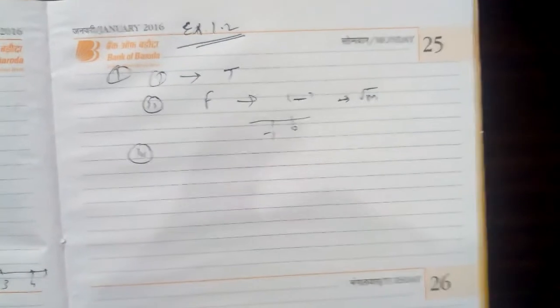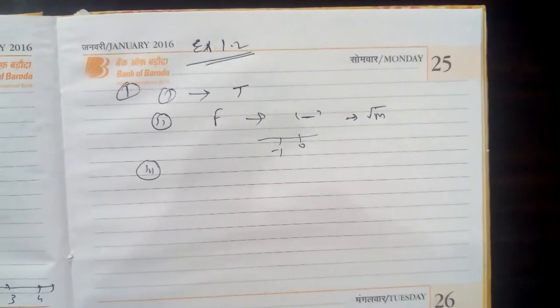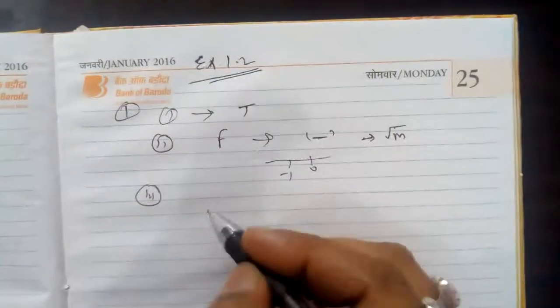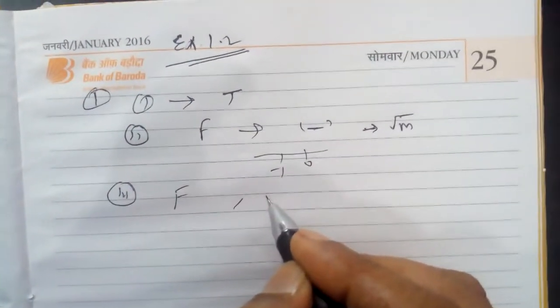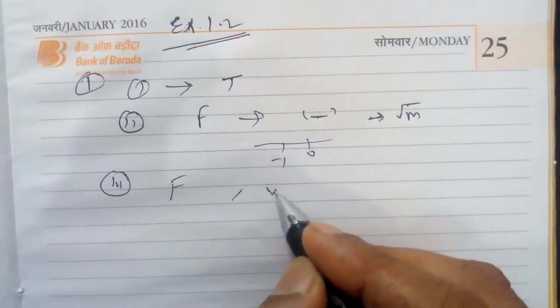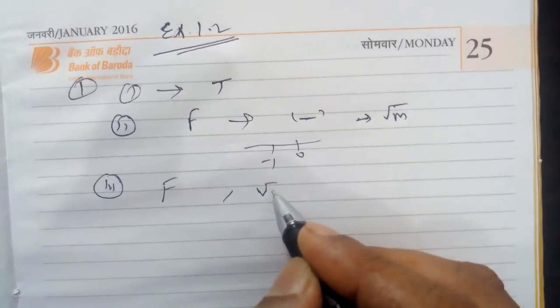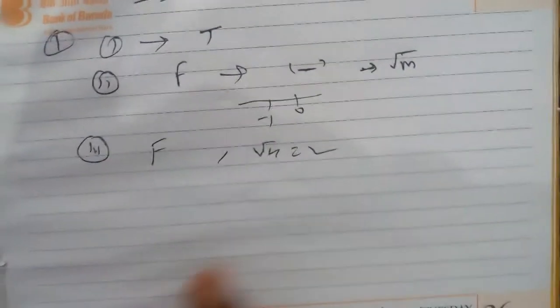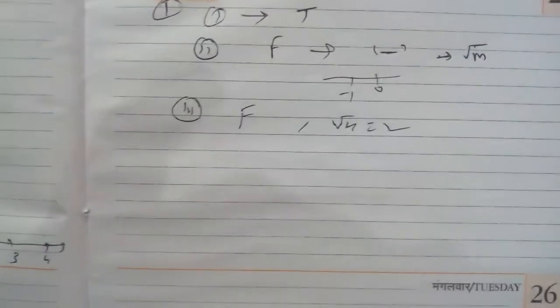The third part is given: every real number is an irrational number. This is also false, because every real number being irrational is not possible. For example, root 4 is 2, minus 2 is also there. 2 is a rational, not irrational number, and 2 is a real number also. So it is also false.